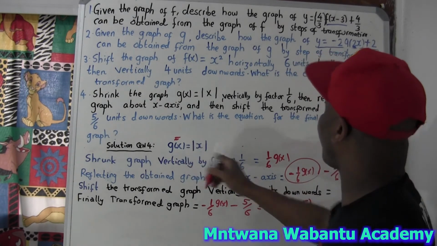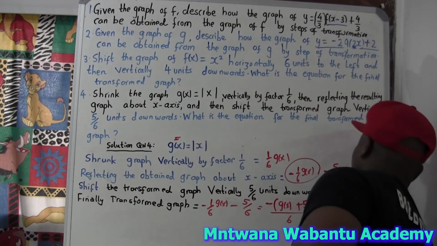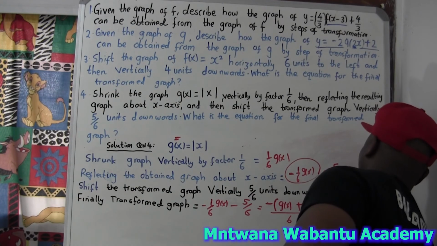But g of x we know. What is g of x? G of x is the absolute value of x, and then plus 5, all over 6.